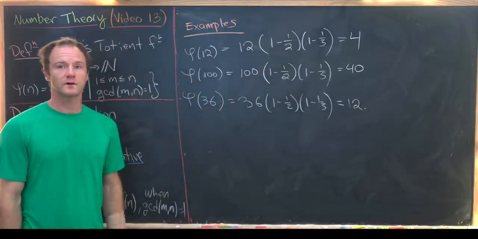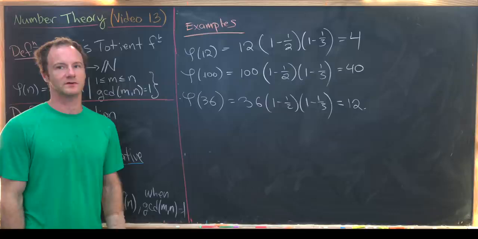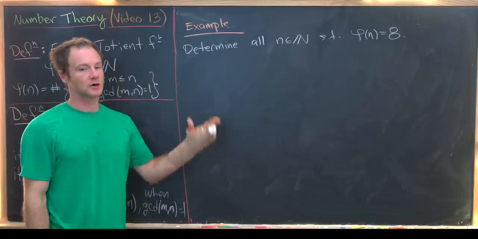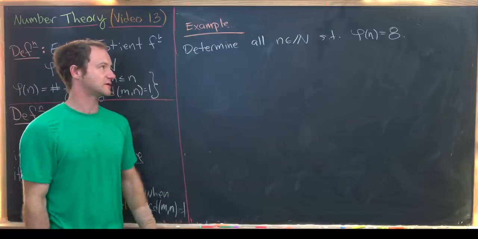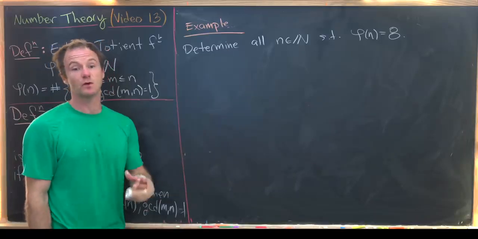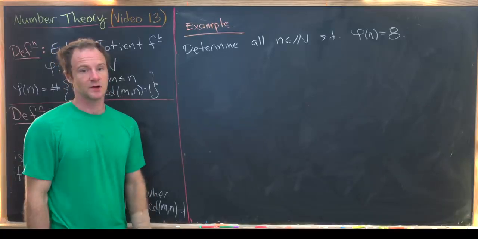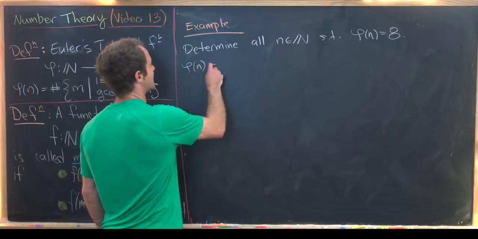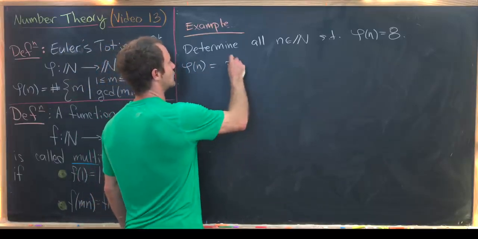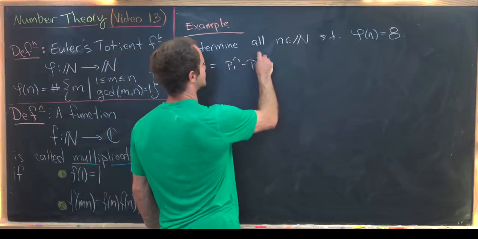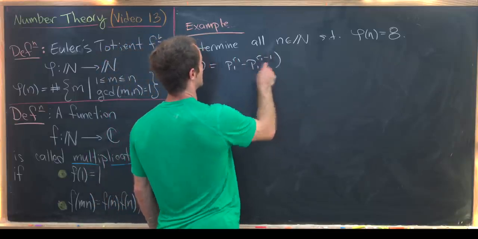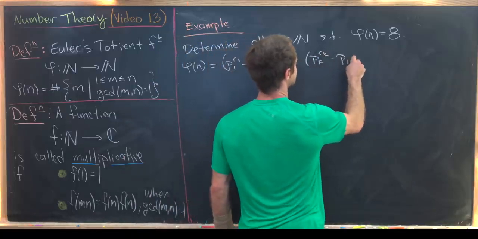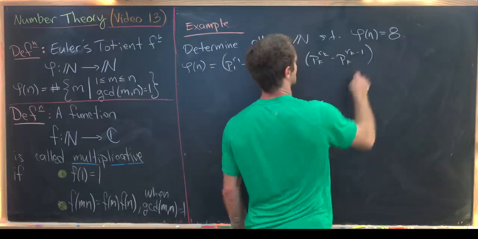Okay, so let's do one more example before we present some warm-up problems. Now we're going to do a little bit bigger of an example. Our goal is to determine all natural numbers n such that phi of n equals the number 8. Let's first recall that phi of n will give us p1 to the r1 minus p1 to the r1 minus 1, all the way up to pk to the rk minus pk to the rk minus 1.